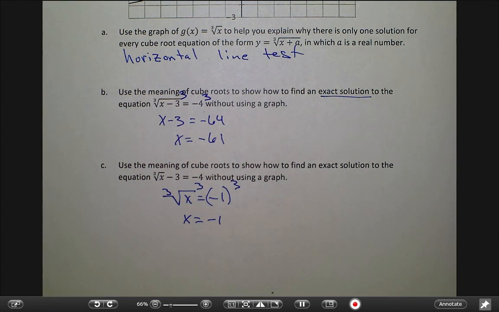Wait. Where'd you get that one? Where'd you get that one? Just right there.